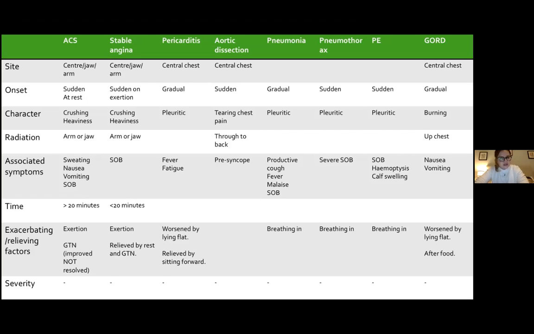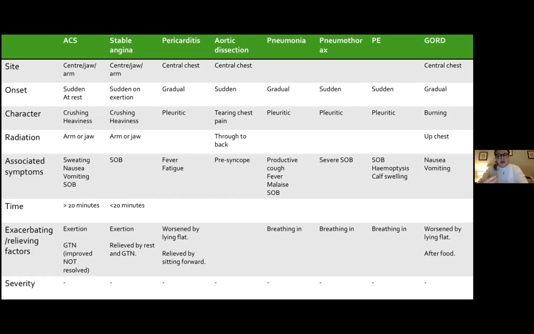So radiation obviously is important because in ACS you get radiation down to the arm or the jaw, not always, but you can do, and aortic dissection through to the back. And then associated symptoms. This is where you can really show the examiner you've literally got your differentials in your head and you're ticking them off as you go. So ask, did you feel clammy? Did you feel anything else at the time of your chest pain? Were you short of breath? Were you nauseous? Did you vomit at all?